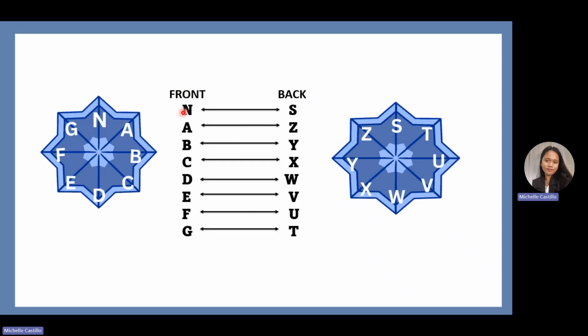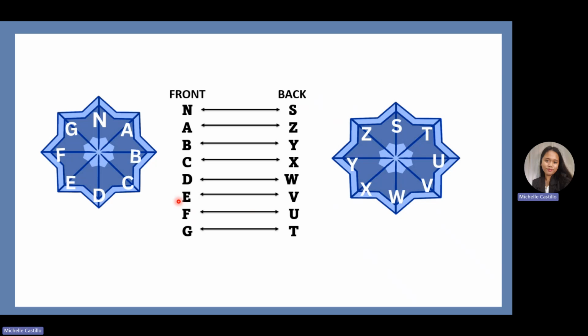So at the front, we have N, at the back of it is S. At the front, we have A, at the back of it is Z. At the front, we have B, at the back of it is Y. At the front, we have C, at the back of it is X. At the front, we have D, at the back of it is W.